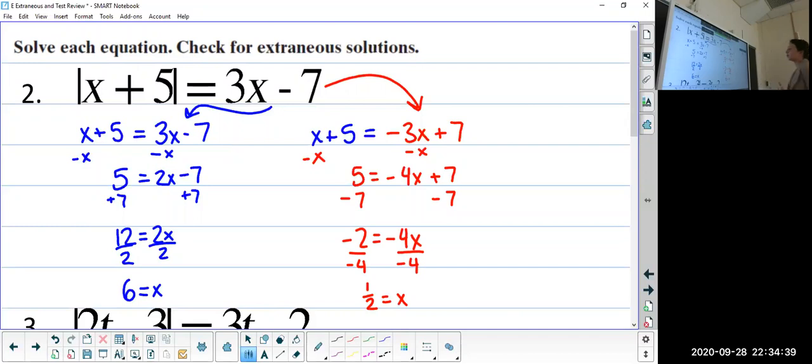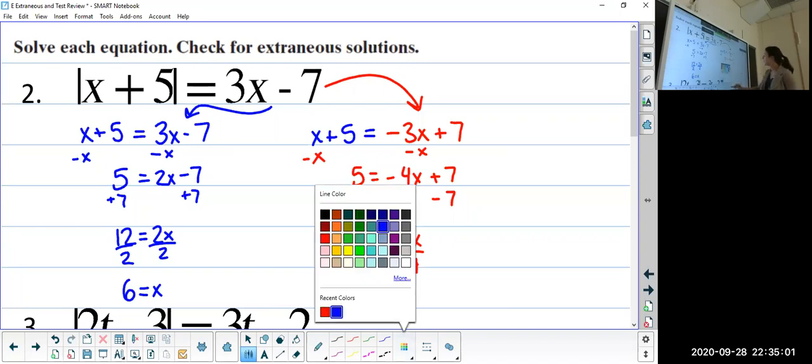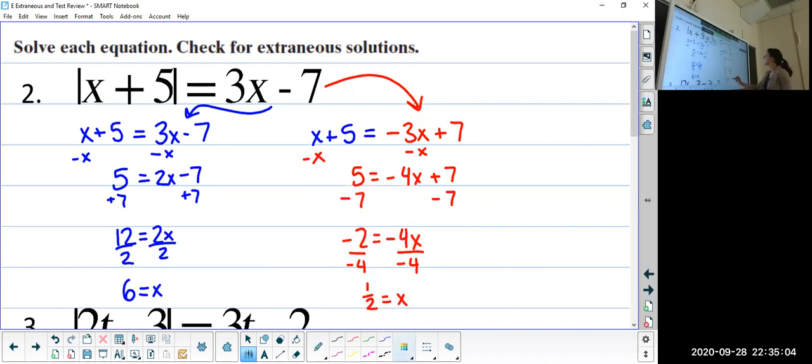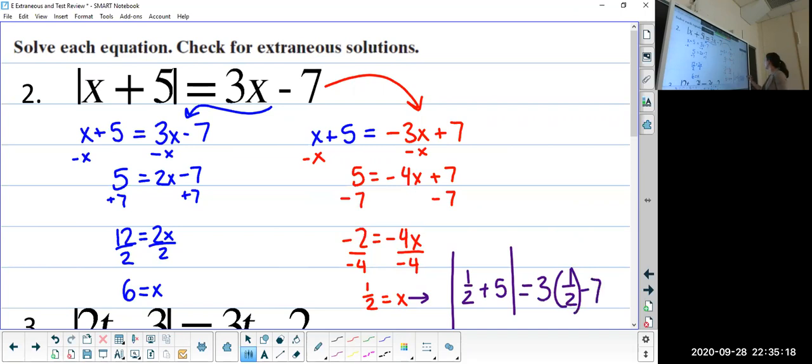Now, here's the extra part of these problems. You have to go back and plug in your answers to make sure that they work. Again, I like to pick either the smaller or the negative answer. So in this case, I'm going to go ahead and test x equals 1/2 first. So if I test x equals 1/2, when I plug it in, and I'll use purple. When I plug it into this whole original piece, I'm going to have to write out 1/2 plus 5 equals 3 times 1/2 minus 7.